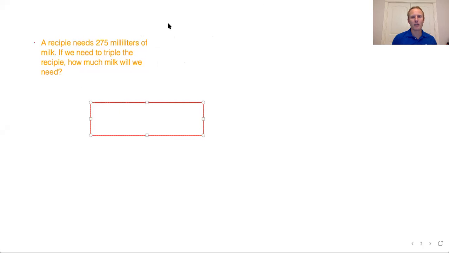So we're making an extra big batch of something. And one batch calls for 275 milliliters. And then that's batch one, batch two is here in the middle, and batch three is on the far right. So all together, we need to figure out how many milliliters of milk we need. Well, technically this is 3 times 275, but since we haven't developed those skills yet, we're going to add them.